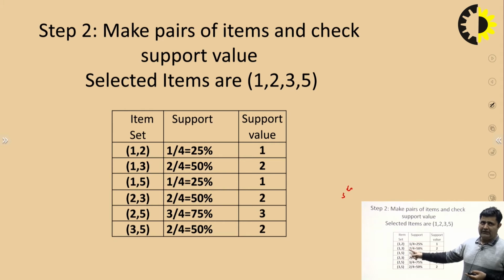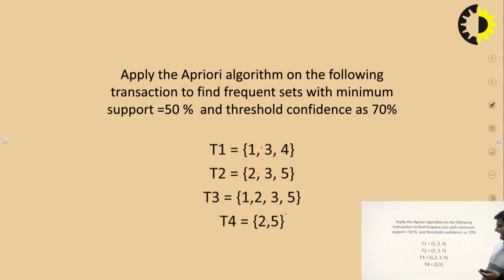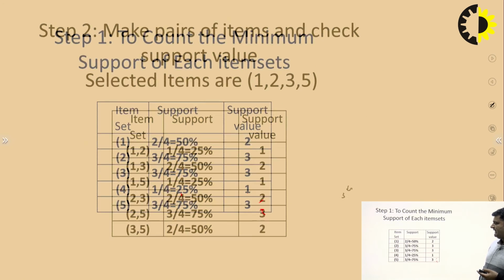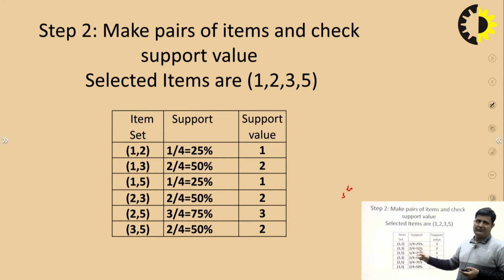Then we have to check the pair of items 1 and 3. When we check the 1, 3 pair, out of these 4 transactions, 2 times the items 1 and 3 are purchased as a pair. The value of 1, 3 is 2 by 4, which is 50%. Then we have the item pair 1, 5.